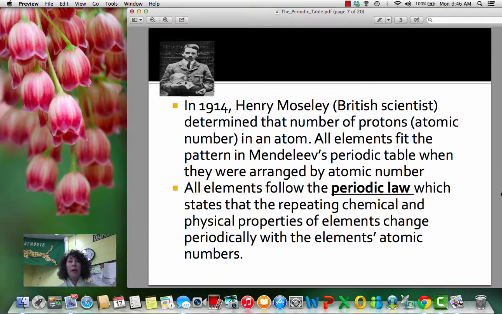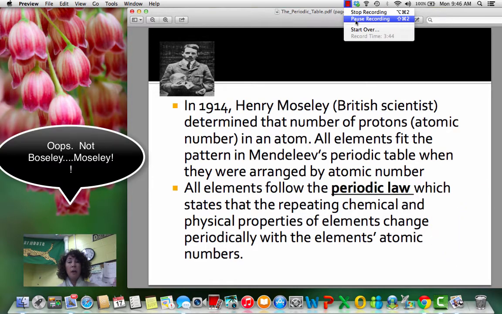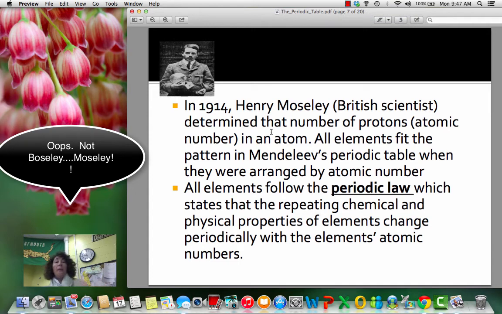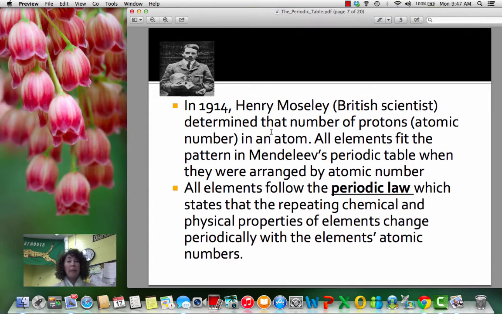So where Mendeleev had a great beginning and he arranged his based on increasing atomic mass, Moseley came along and did it based on atomic number. Again, Mendeleev did his based on increasing atomic mass and did a fantastic job getting it started and set up. Moseley came along and did it based on increasing atomic number, or the number of protons, and everything fell right into place.